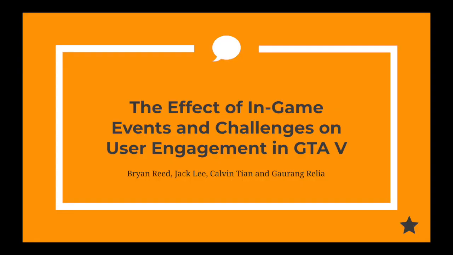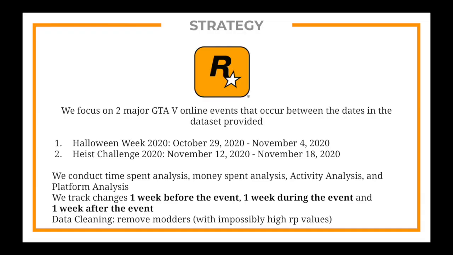The goal of our project is to evaluate the effect of in-game events and challenges on user engagement in GTA 5. In order to do this, we have focused on two major GTA 5 online events that occur between the dates in the dataset provided, specifically early September and end of November. The events are Halloween Week 2020 and Heist Challenge 2020. We analyzed time spent, money spent, and in-game activities of players during these events.